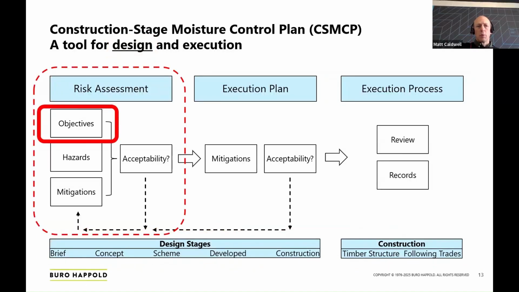So essentially what we're doing here in this first stage is a project specific risk assessment, and it's a risk assessment related to the moisture. Until we've defined our objectives, we don't really know what we're aiming at. So that's the first thing to do.